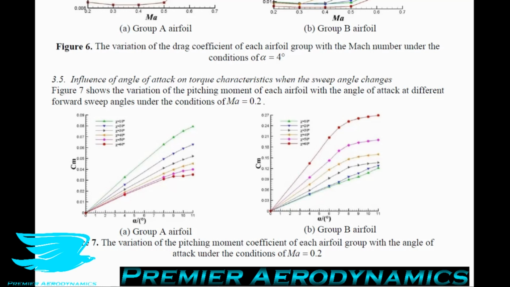For these airfoils, in figure 7, they have the pitching moment plotted against the angle of attack. They say generally as the relative thickness of the airfoil increases, the pitching moment coefficient drops. For the A series airfoils, increasing the sweep angle reduces the pitching moment coefficient. For the B series airfoils, it increases the pitching moment coefficient. So for the A set, increasing sweep angle is beneficial for the pitching moment. For the B set, it's detrimental. And that's due to the change in the thickness-to-chord ratio, generally.